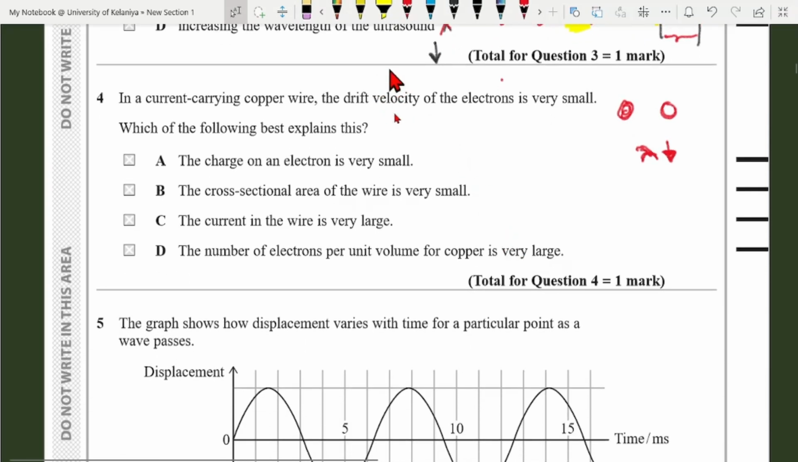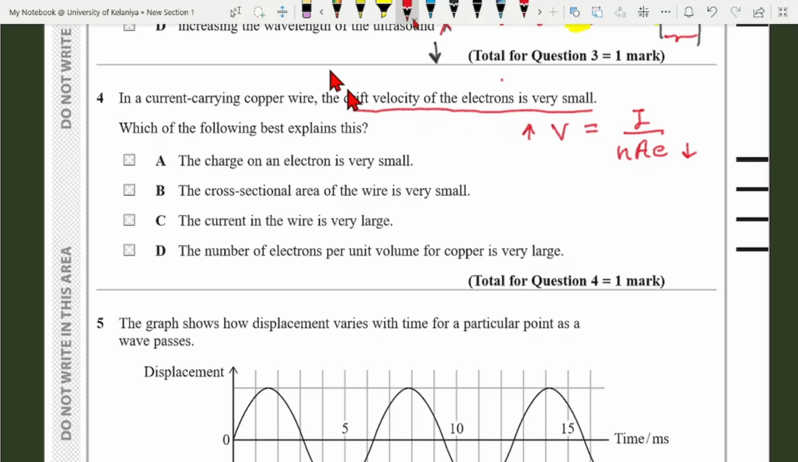Fourth one: in a current carrying copper wire, the drift velocity of the electrons is very small. Which of the following best explains this? I hope you remember the drift velocity equation: v equals I over nAe. What is n? n is the number of charge carriers per unit volume. Here they say the charge of an electron is very small. If you make it smaller, what will happen to our velocity? It will increase. But in the question, they say the drift velocity of the electrons is very small.